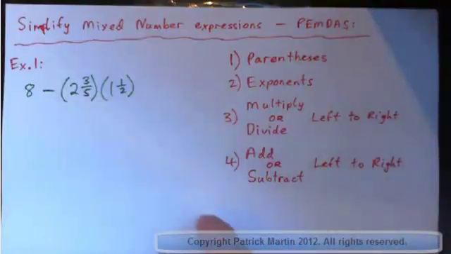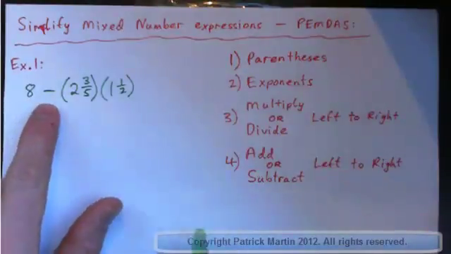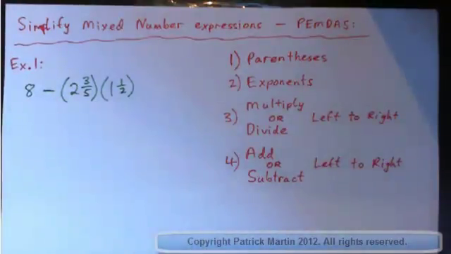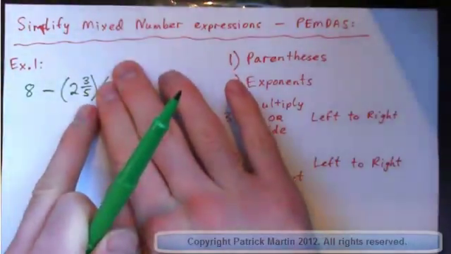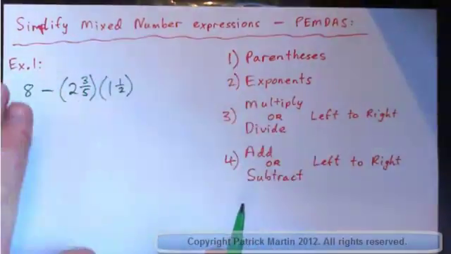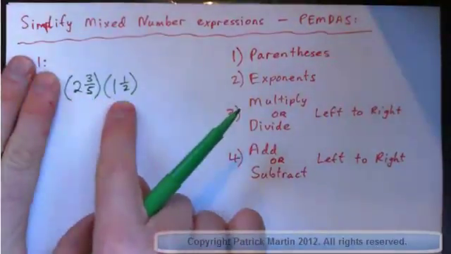Okay, so let's start with this one. There are two operations I can see, subtraction and multiplication. Which operation should we do first? Should I do 8 minus 2 3/5? Or should I first start with 2 3/5 multiplied by 1 1/2?